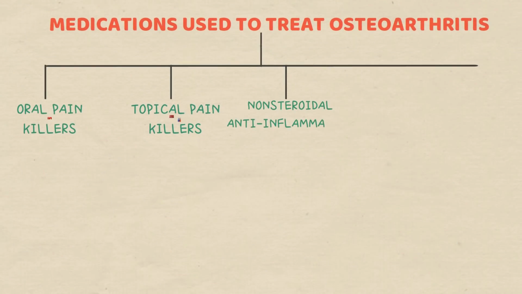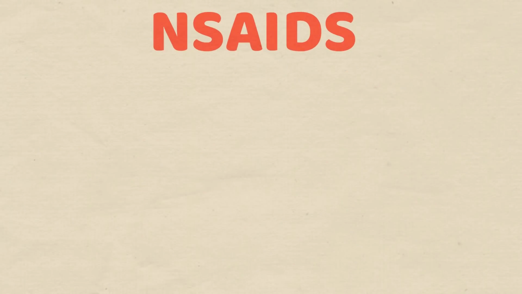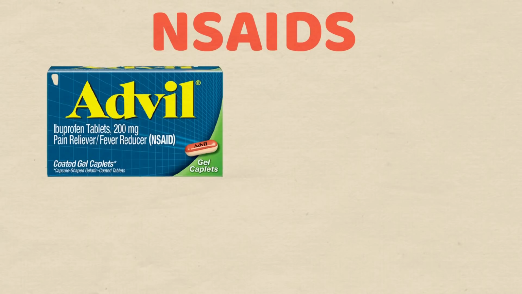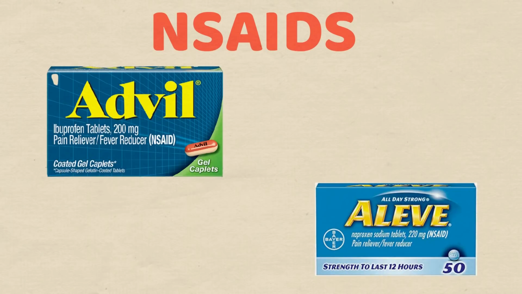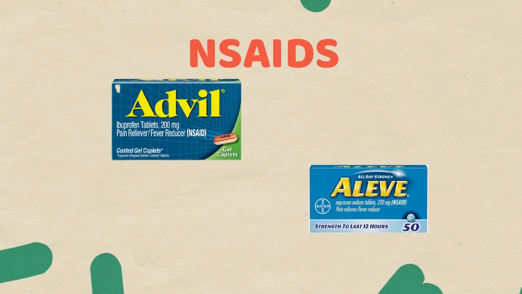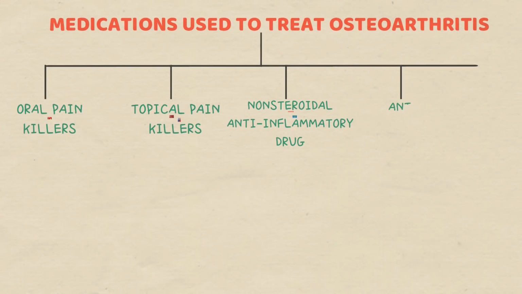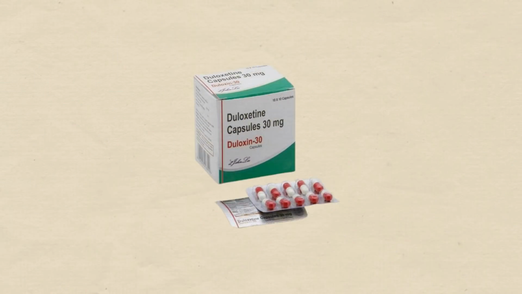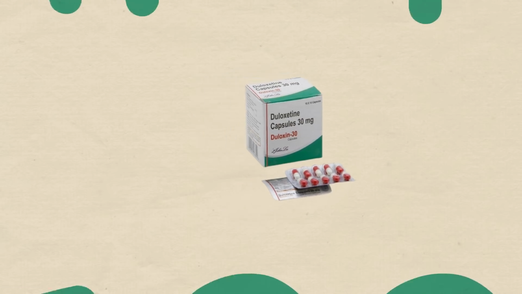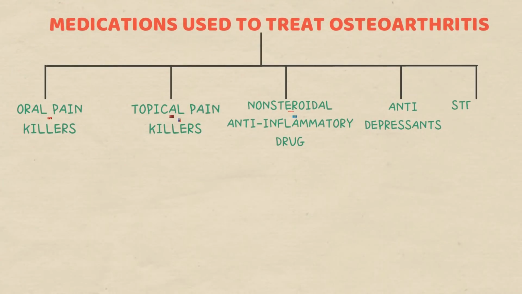Non-steroidal anti-inflammatory drugs are most commonly used for managing the pain and swelling in osteoarthritis. These include drugs such as Advil, which contains ibuprofen, Aleve containing naproxen, and several other drugs. Antidepressant drugs in low doses are also used in osteoarthritis. Most commonly, duloxetine is used, which increases the pain threshold of the patient.